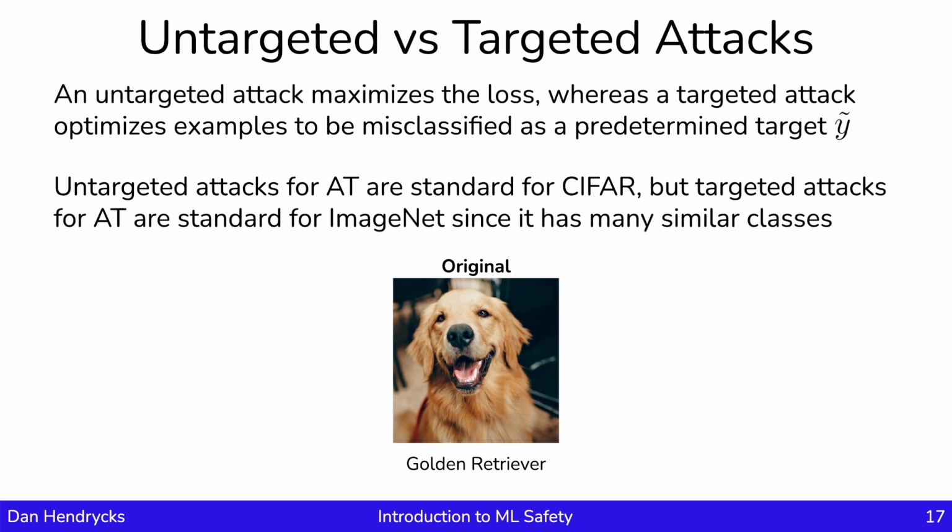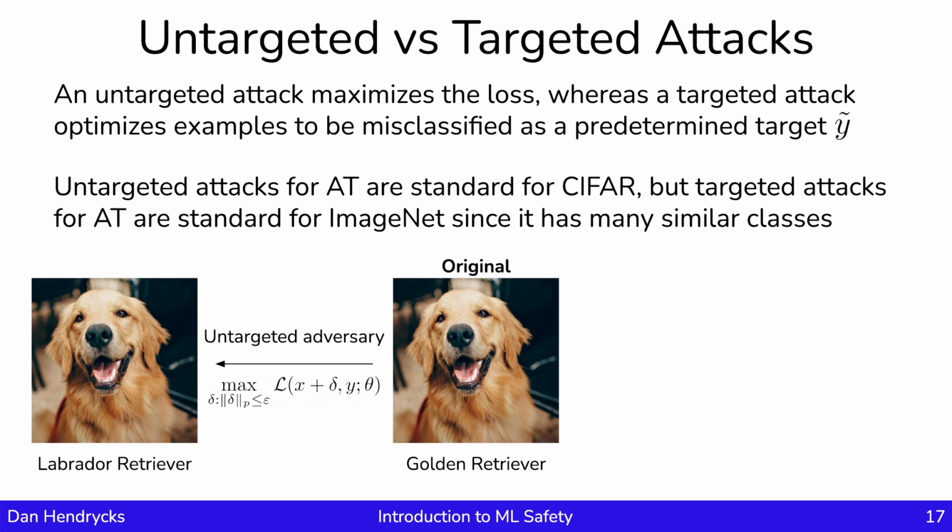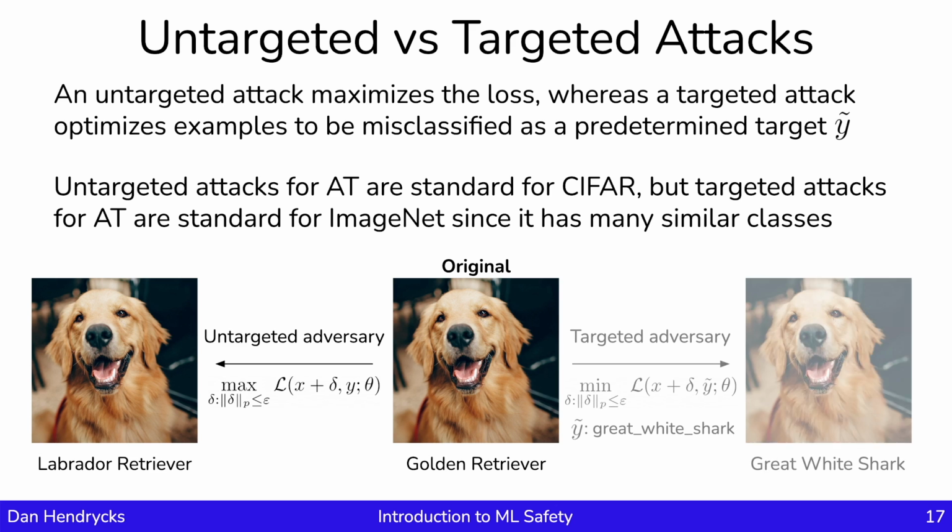Let's look at an example. Here's the original image, which is a golden retriever. If we do untargeted adversarial attacks, the adversary is going to try and maximize the loss and make it classified as something different. Since ImageNet has so many different classes, the model may have a Labrador Retriever be the adversarial example. So it's not making it think it's an egregious class. The adversary is making it think it's a fairly similar class. Meanwhile, a targeted adversary will randomly sample a class, such as great white shark, and then it will construct the adversarial example to confuse the model to think that the golden retriever is actually a great white shark.